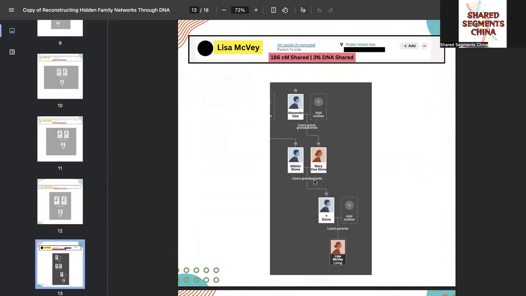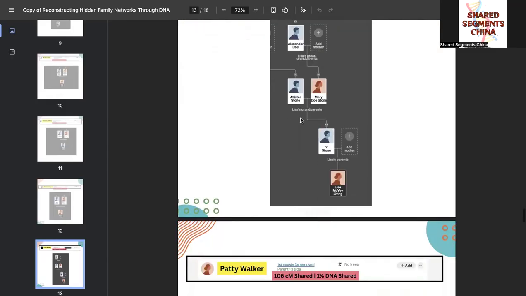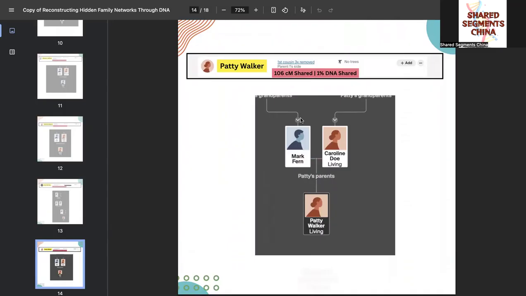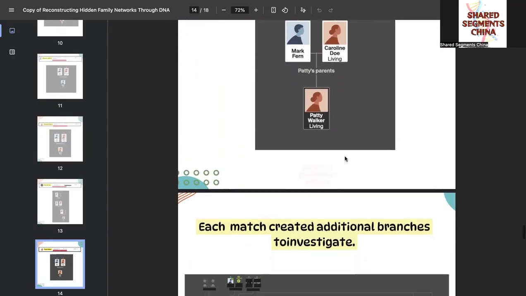And then when you get up here, you see that Mary, her grandma, her middle name is Doe. So we have Mary Doe Stone. Mary's father is Alex Doe. And that's how Mary ties back in with the other Does we saw above. Patty Walker. Here we have Mark Fern as her father and Caroline Doe. Again, here we see the overlap of the last name.